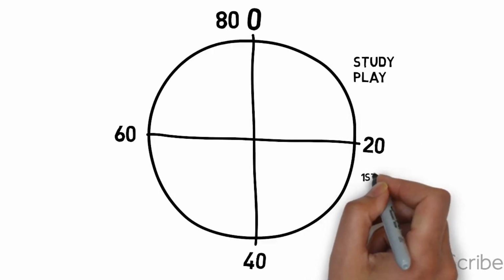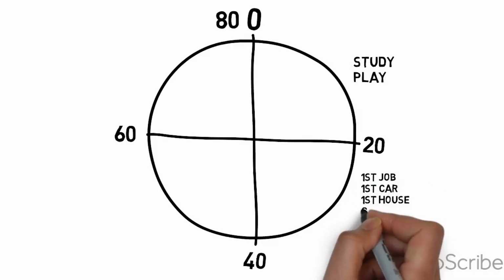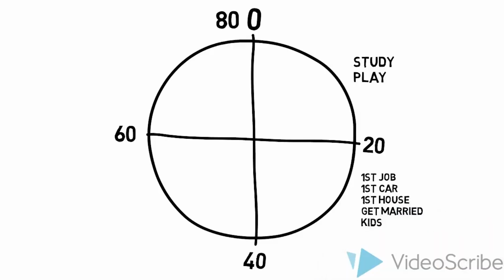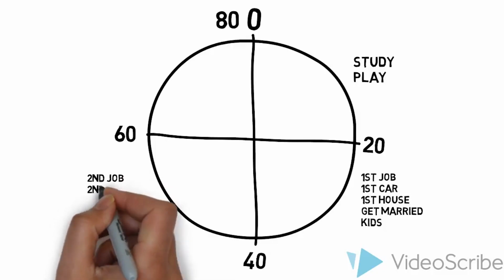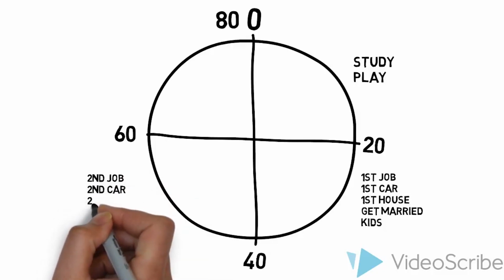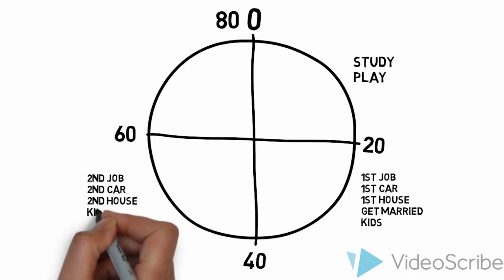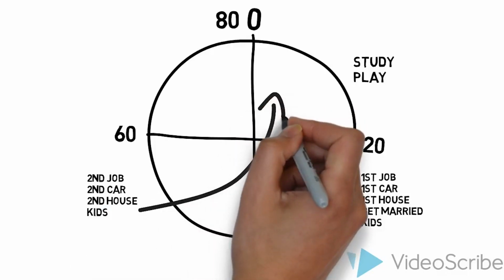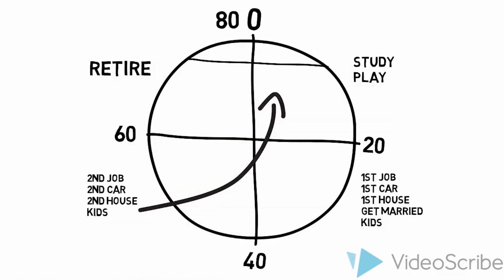20 to 40, we get our first job. We probably buy our first car, or we buy our second house. We get married. We have kids. 40 to 60, we might change our job or start a business, so we might take on a second job. We definitely buy a second car. It's 20 years, you're now driving a piece of junk. We might buy a second house as an investment. But more important is our kids are getting ready to finish their first part of life. 60 to 80, we hope to retire.